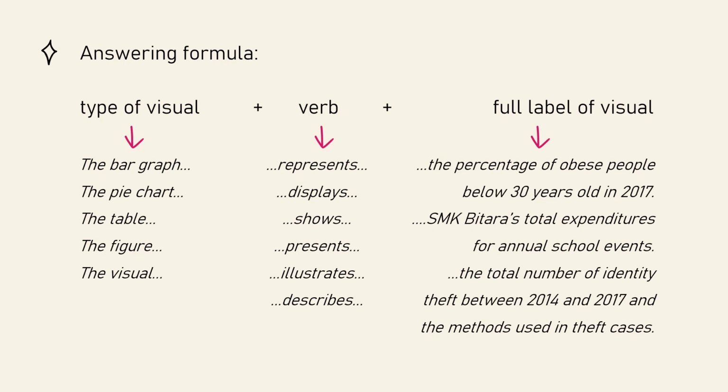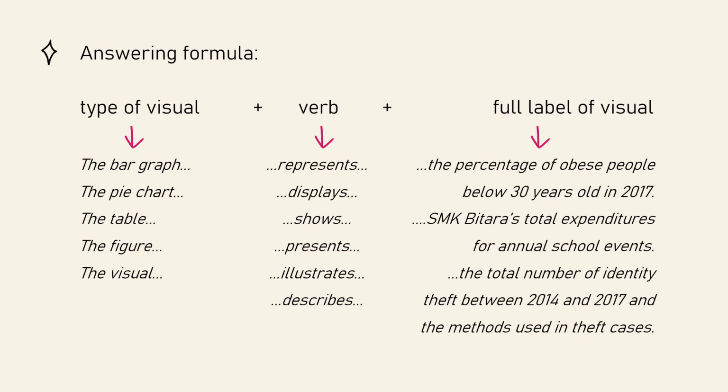Okay, so if let's say you cannot identify the visual text, you can just refer to the visual as the visual. Okay, so you begin with the type of visual first, and then these are some of the verbs that you can use in order to show a description. For example, the bar graph represents, the pie chart displays, the table shows, the figure presents. Okay, so you can also use illustrates, describes, and other types of descriptive verbs.